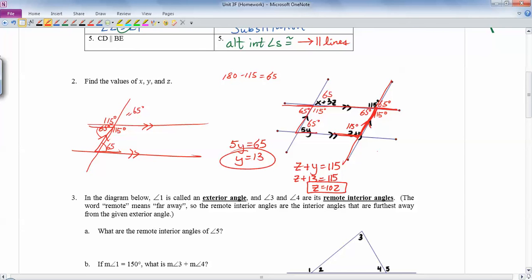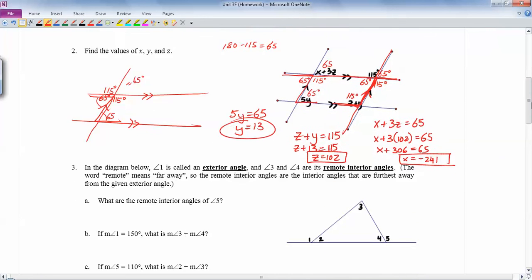And then up here, we know that x plus 3z equals 65. So that's x plus 3 times 102 is 65. So that's x plus 306 is 65. So that means x is actually pretty negative. It's negative 241. Which, that seems weird, but if you're doing negative 241 plus 3 times 102, you do get 65 degrees. So there are our answers for number 2.